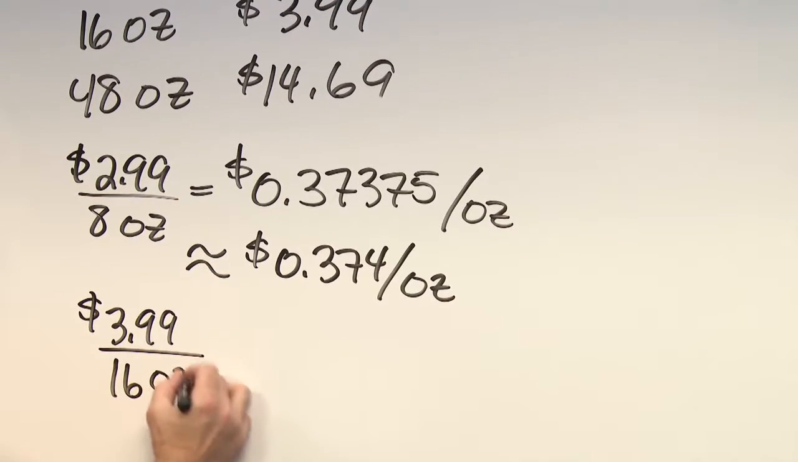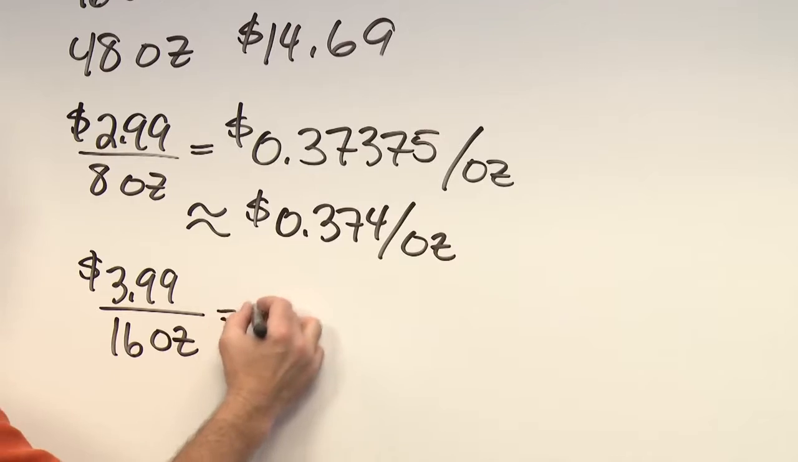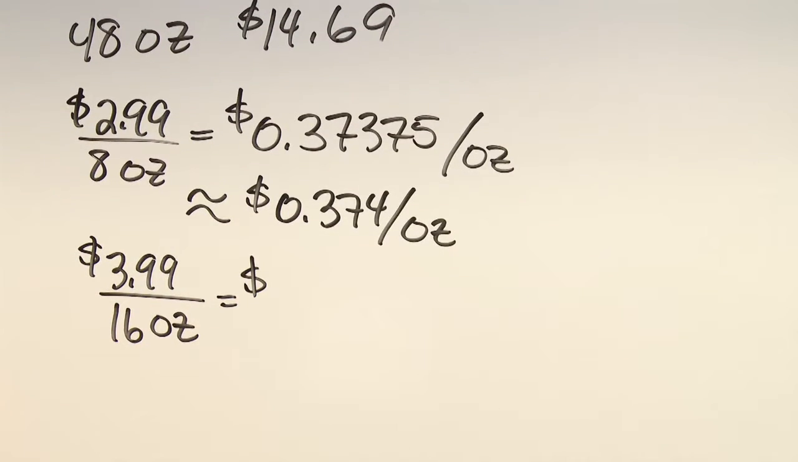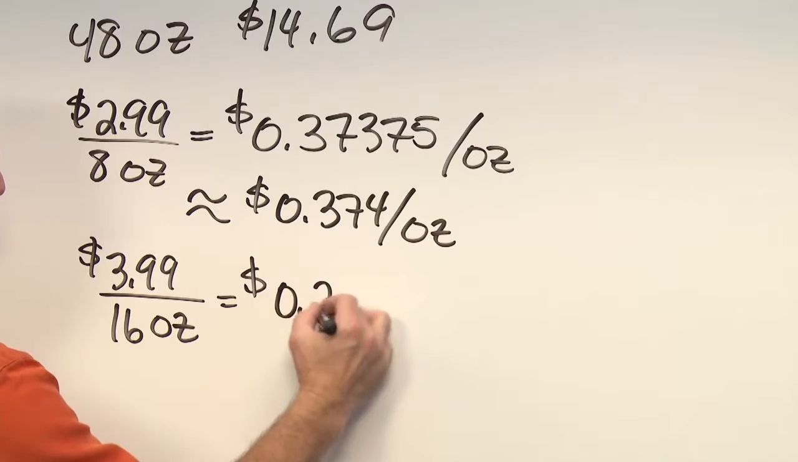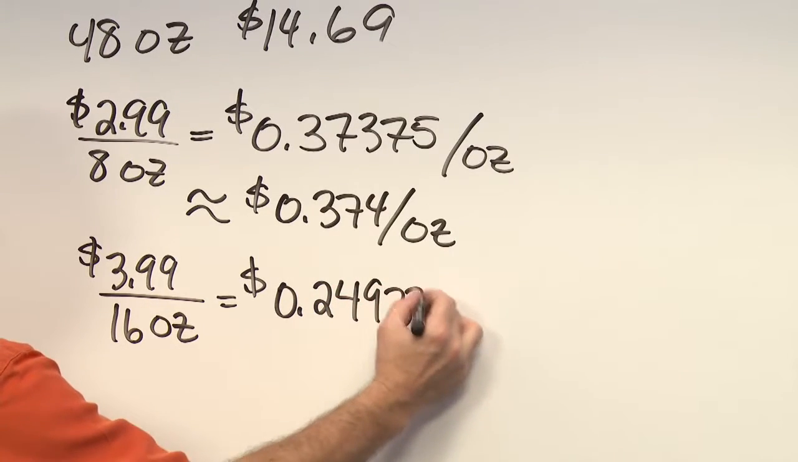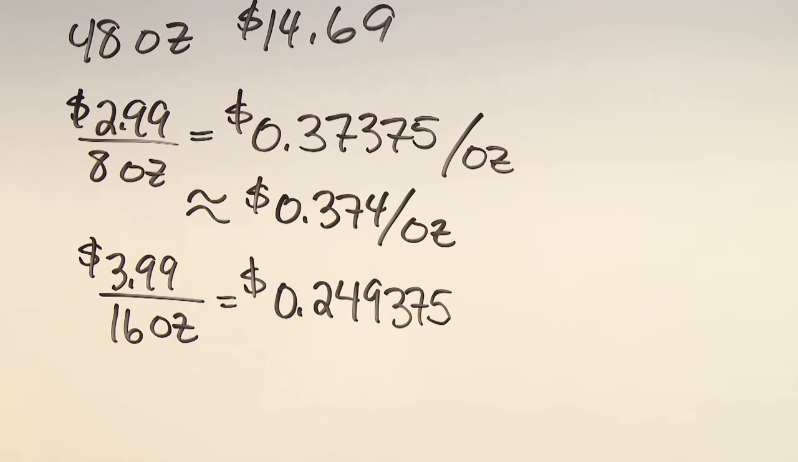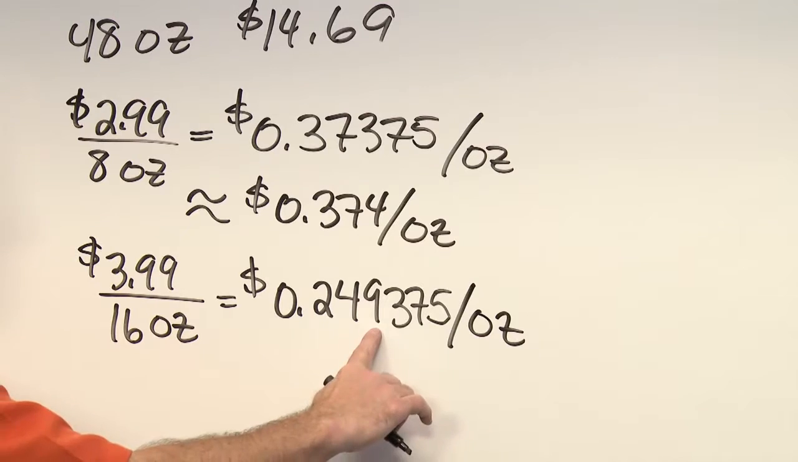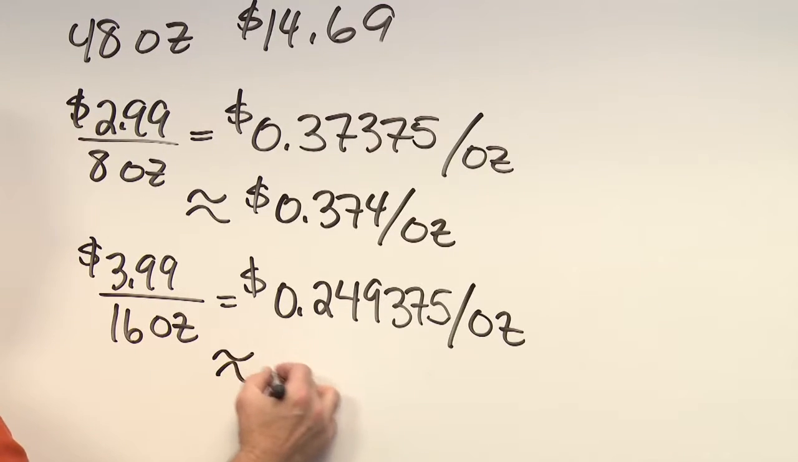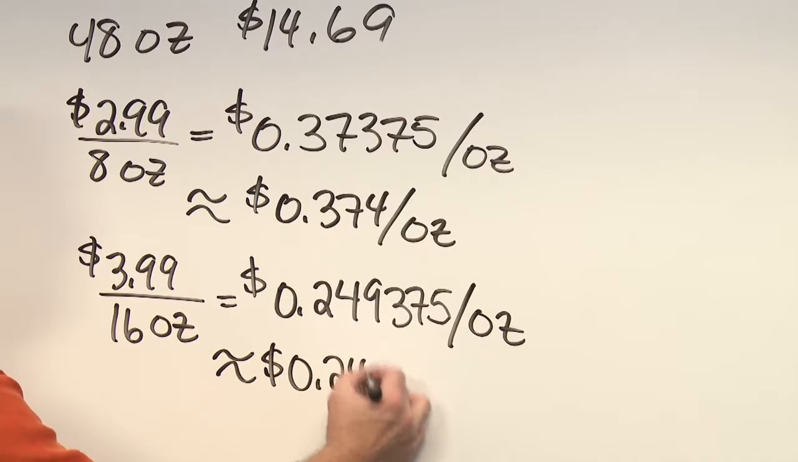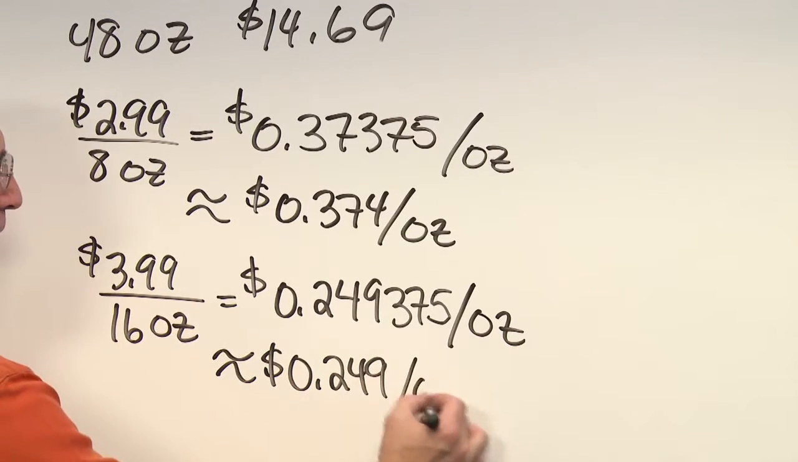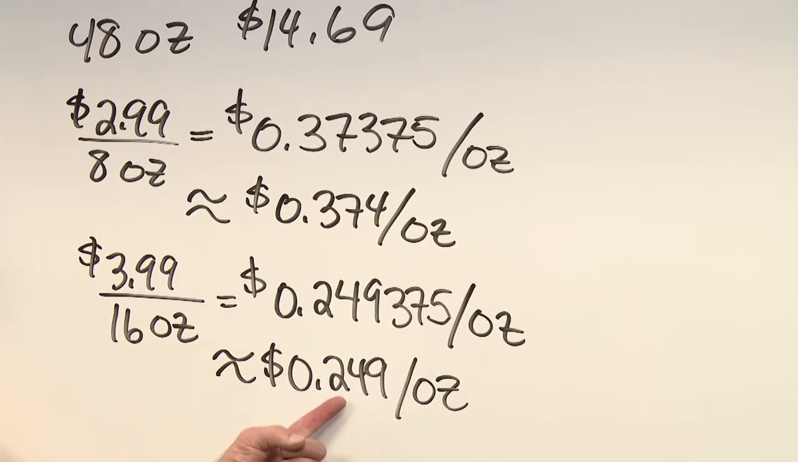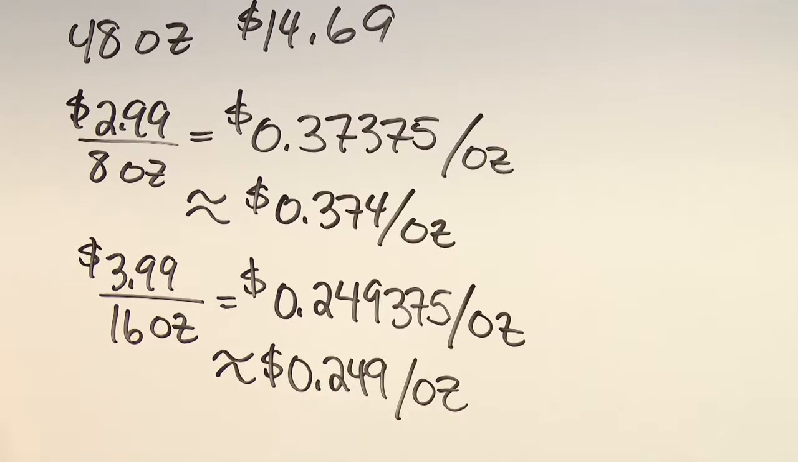Now we repeat the process for $3.99 and we get 16 ounces. That's equal to 0.24935 dollars per ounce, which we round off to the thousandths, and it's approximately equal to $0.249 per ounce, which again would be 24.9 cents per ounce.